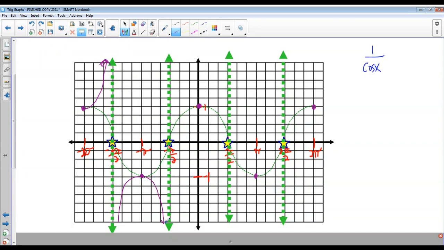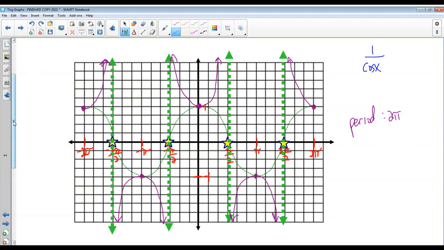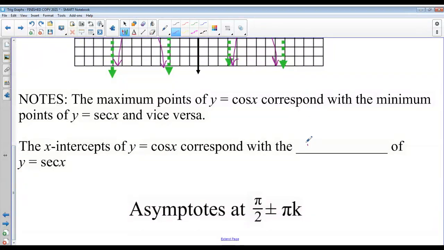But then we continue on. Each minimum corresponds with a maximum. Each maximum corresponds with a minimum. And then we turn upwards or downwards towards our vertical asymptotes. And there you have it. And that's where we finish off our period. So same thing, the period of a secant graph is 2 pi, because it takes 2 pi of distance on the x-axis to repeat itself. And then same notes.